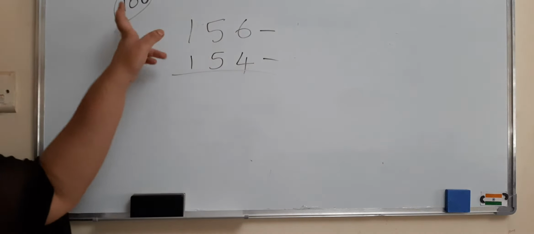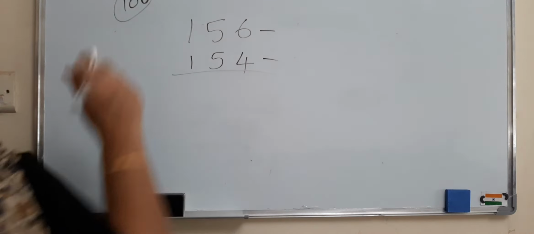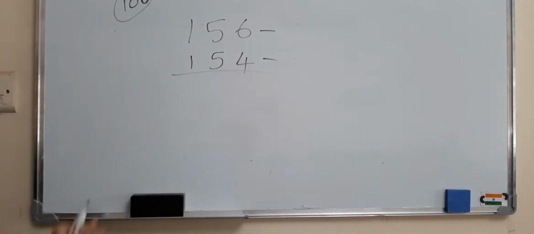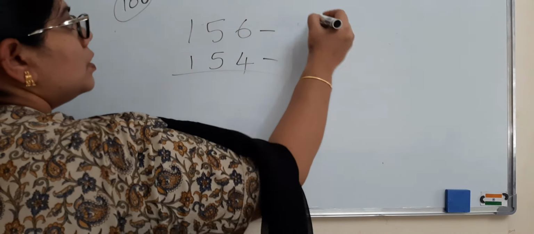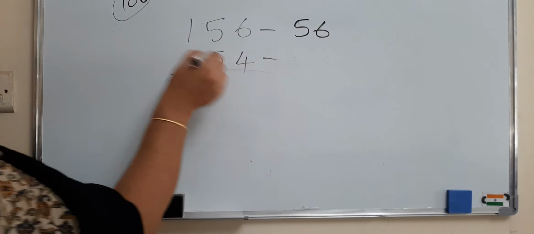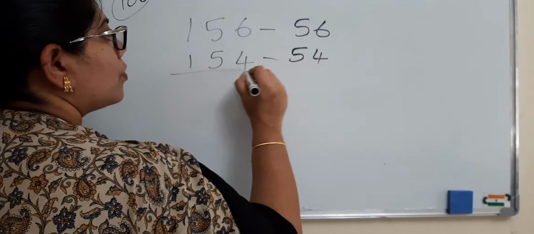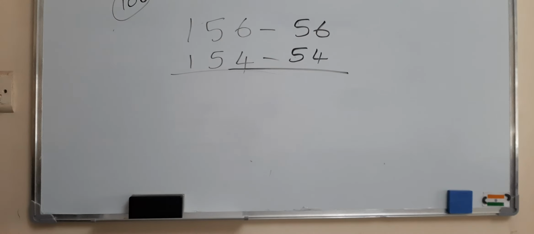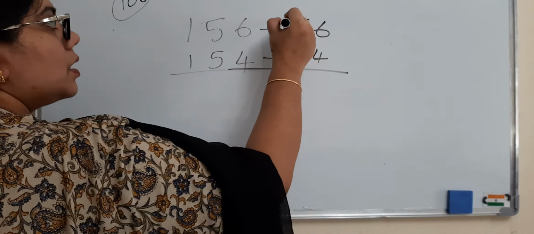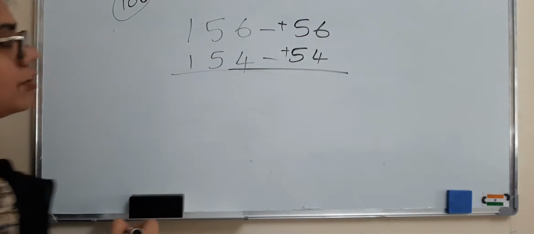How will you do it? Here, if it is a 100-range number, the base will be 100. Now 156 minus 100. What is 156 minus 100? 56. And here 154 minus 100 will be 54, right? Now here this is plus 56 and plus 54.